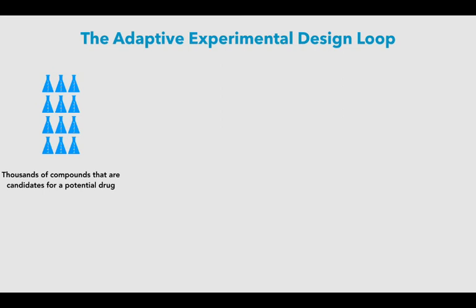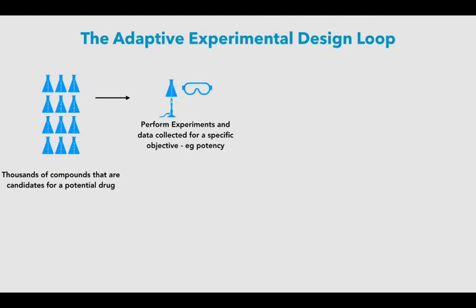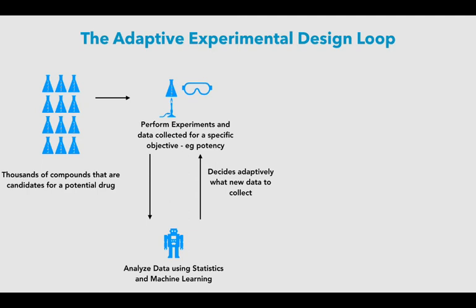The process generally looks like the following. First, we perform some set of experiments on these compounds, targeting a specific objective such as potency, and we collect some data. This data is then analyzed using various statistical and machine learning methods. And in many settings, we may use this data to then drive future experimentation and decide what to collect adaptively in a closed loop. So this is normally what's known as adaptive experimental design.